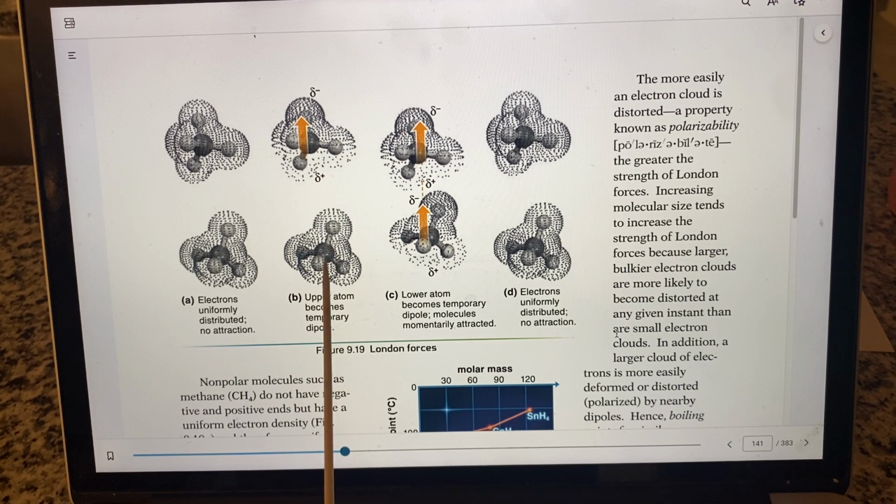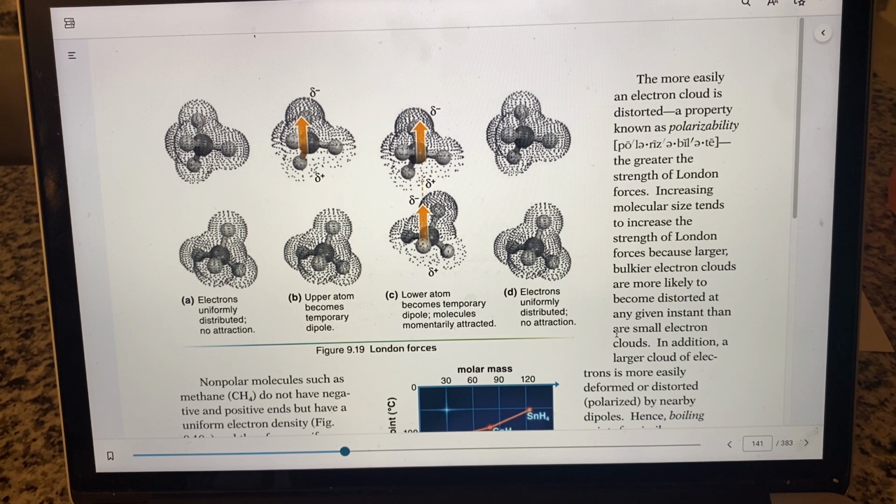But this changes in a moment. The lower atom becomes a temporary dipole, and then at this point is attracted. So basically, the electrons are uniformly distributed, no attraction. Just for a moment in time, suddenly, because of the electron pull over at the top, the top or the bottom or side or wherever, you're going to have a slight positive and negative pole, but only for a moment. Those are the London forces, so it's a very weak force.